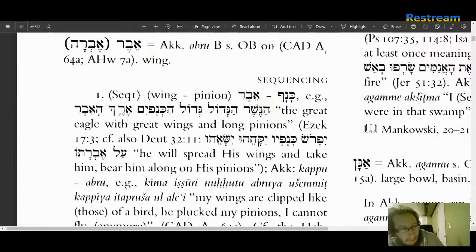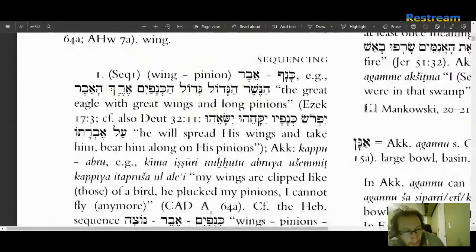Gadol ha kenafim or kenapim. Arak ha ebar. So the translation would be essentially something like, the great eagle is great of wings, long of wing or something like that. Long-winged or something. I don't know how you would translate it because it has to be translated differently than wing earlier here. Long feather or something like that.